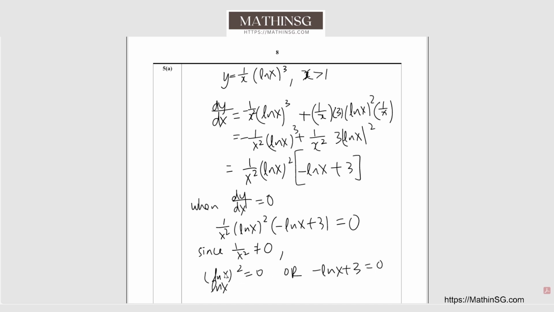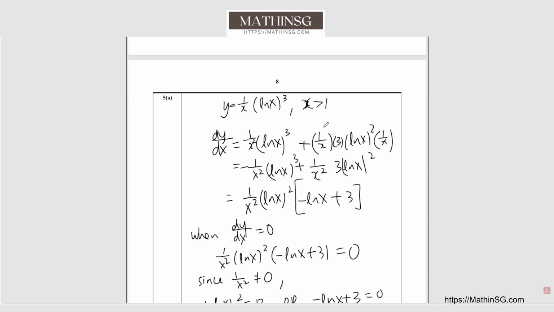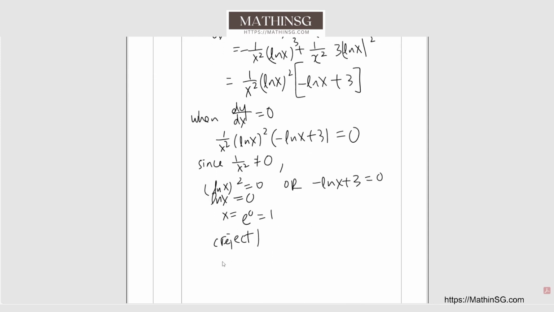So if (ln x)^2 is 0, ln x is 0, right? So x is e to the power of 0, which is 1. And I will reject this because based on the question, I am told that x is greater than 1, so it does not include 1. Next, let's solve for this. I have ln x equals 3, so x equals e cubed, and e cubed is more than 1. So therefore, x1 is equal to e cubed.